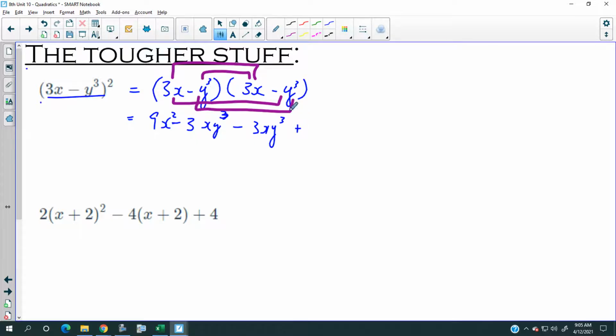Positive, right? Negative times negative is positive, y to the 6. And these, oh, combined like terms, almost forgot. Negative 6xy to the third plus y to the 6.